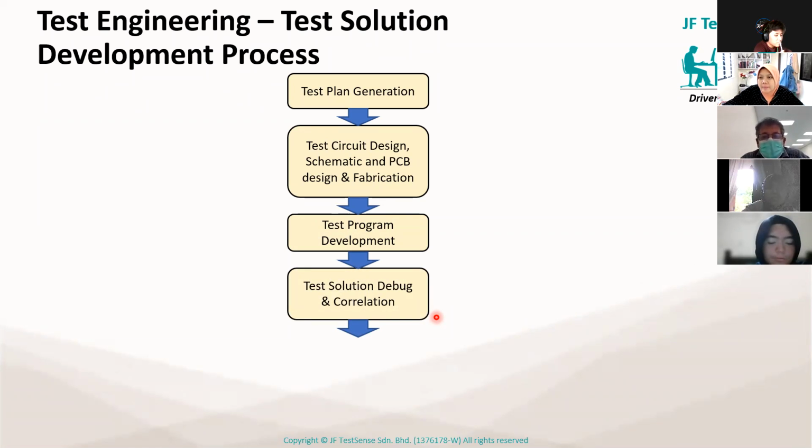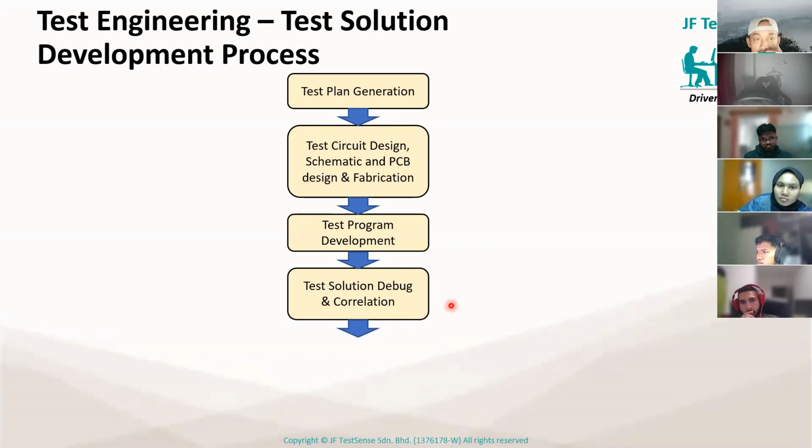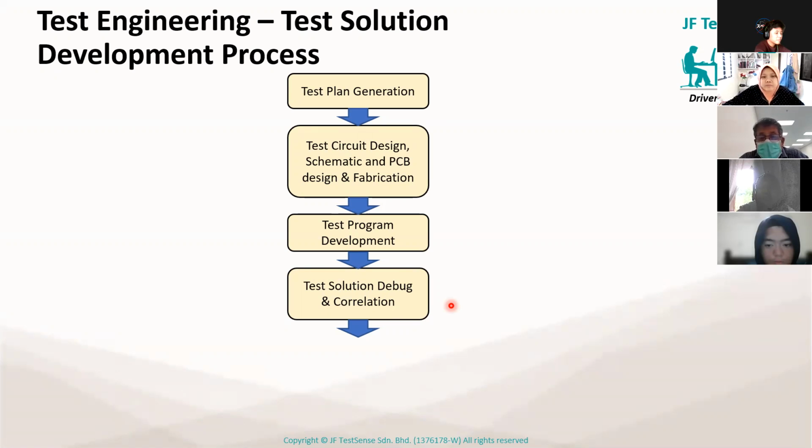Then once you have the test program and the PCB, these two will need to be debugged, because these are new, and we need to make sure that they function well. So the test engineer will go through this process of debugging, and then he'll need to correlate the electrical test parameters, the readings and results obtained from the tester, with the bench. Normally the application engineer will say, this is the result I got on the bench, and you make sure that the tester also gets the same result. That is called the correlation phase.